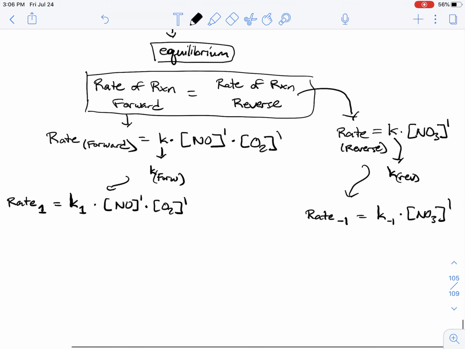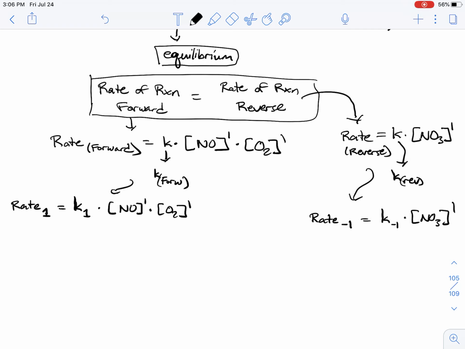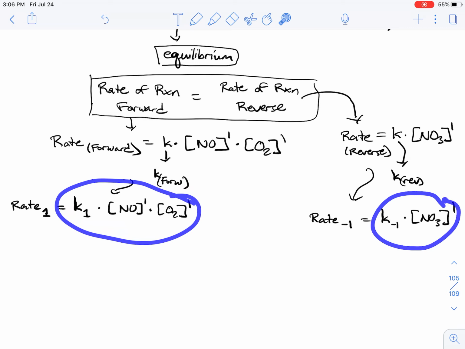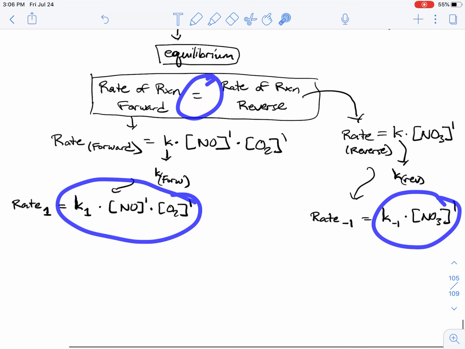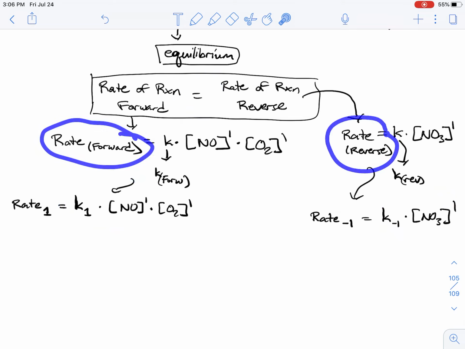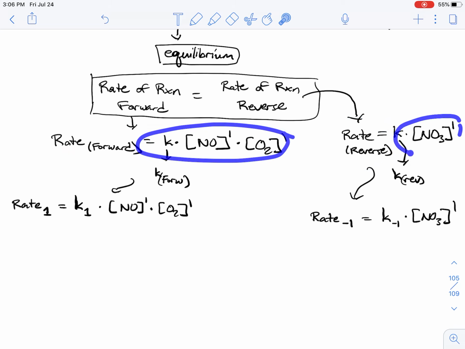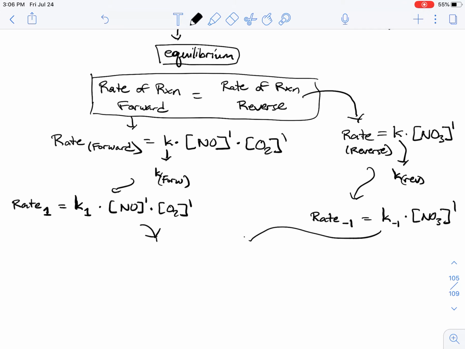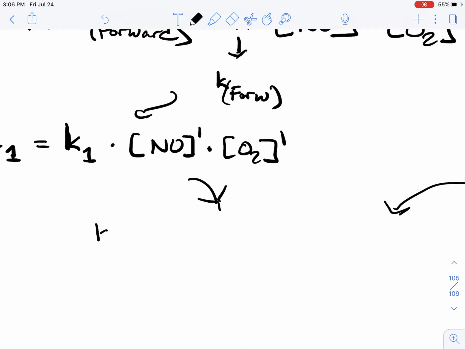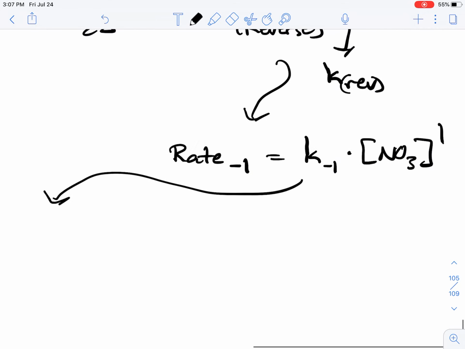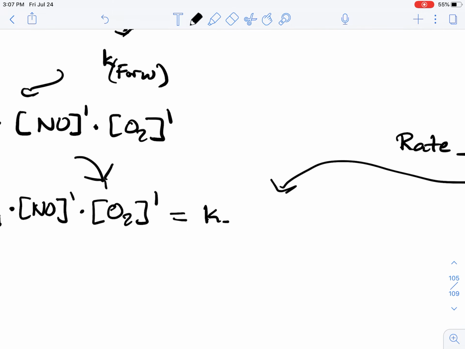And so the really cool thing about what we just did is we've kind of expanded on the definition of the rate of the reaction. And so what we're going to do is take the definition of the rate of the reaction and put them equal to each other, right? And so if the rate of the forward is equal to the rate of the reverse, then their definitions are also equal to each other. And so to put this together, I have K1 times NO raised to the first times O2 raised to the first is equal to K negative 1, which is the rate constant in the reverse, times the concentration of NO3 raised to the first.